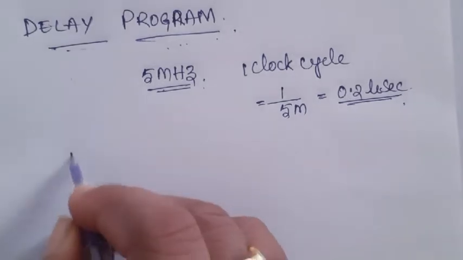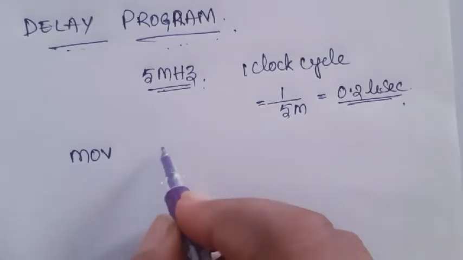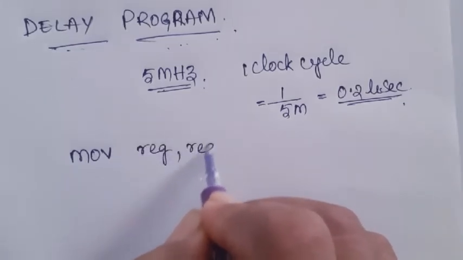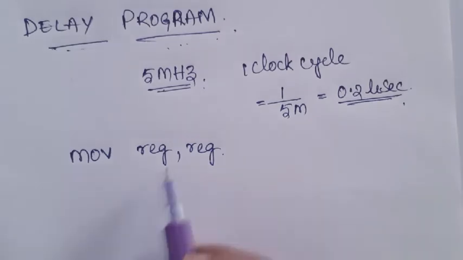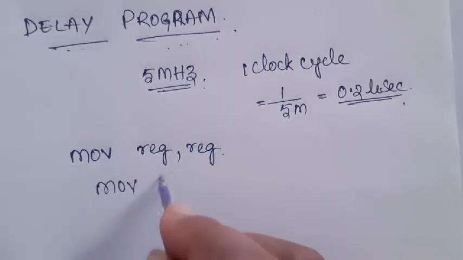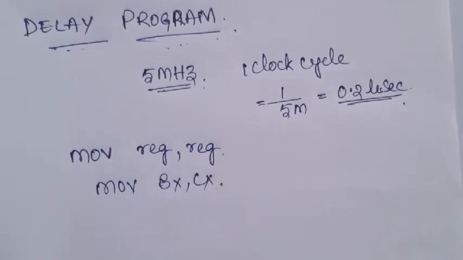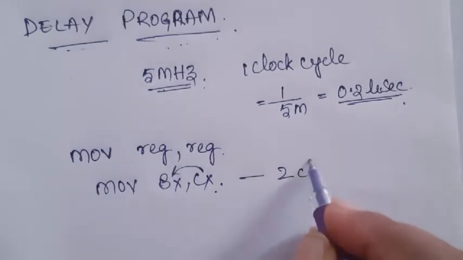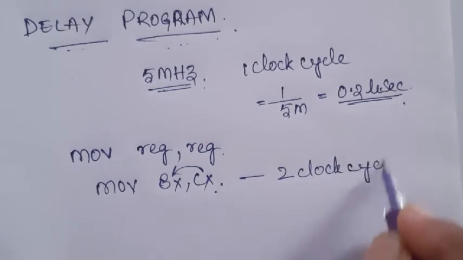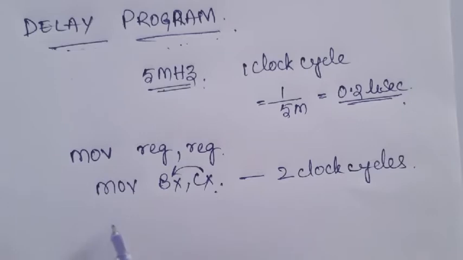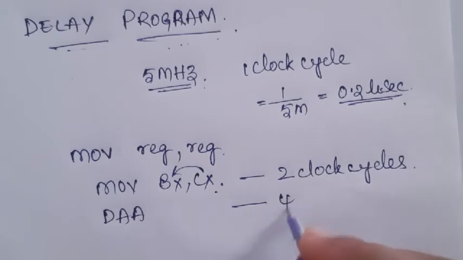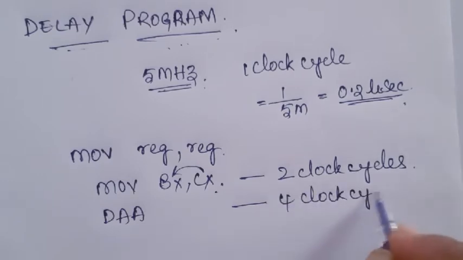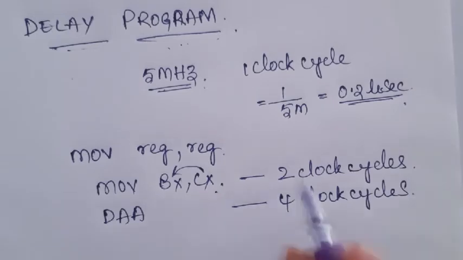Okay, so if you see the table, move register to register, any 16-bit register to register instruction, like if I say MOV BX, CX. It is a data transfer instruction which transfers the contents of CX to BX. This instruction will take 2 clock cycles. And if you take DAA, decimal adjust after addition, this will take 4 clock cycles. See, this is given by the manufacturer.